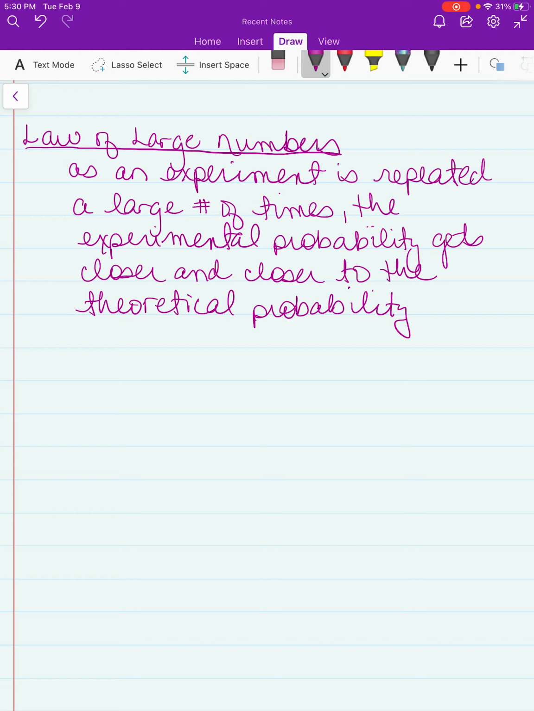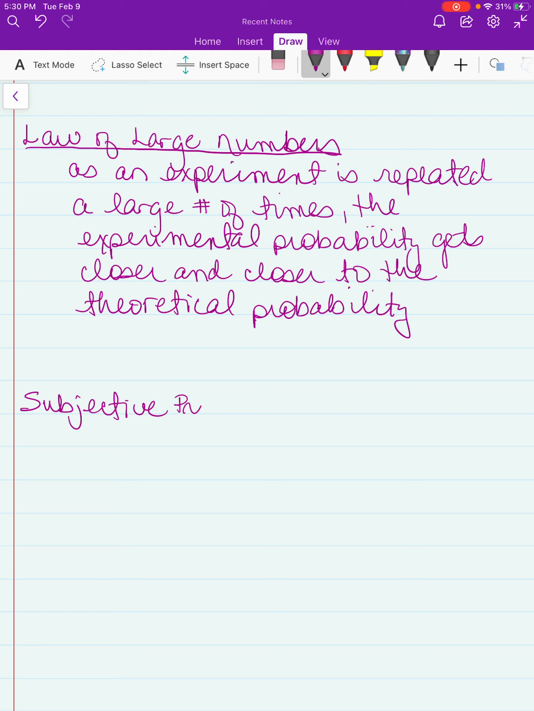So for example, if an individual flipped a coin 10 times, they might get 4 heads. They might get 7 heads. They might get 6 heads. And so that probability could have a wide range that actually happens in just 10 flips. But if we go to 100 flips or 1,000 flips, then we're going to get closer and closer to half of those flips being heads. So that's what the law of large numbers tells you.